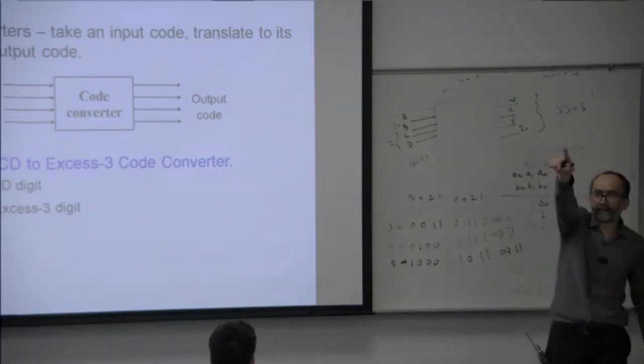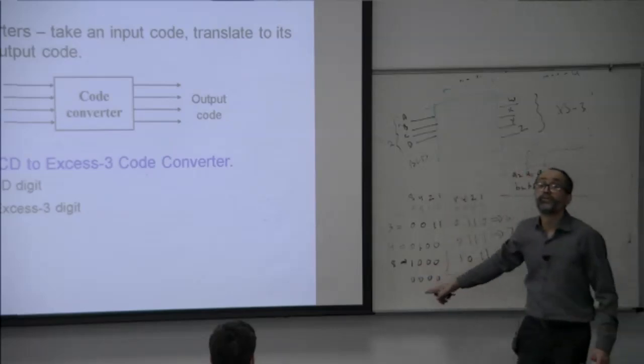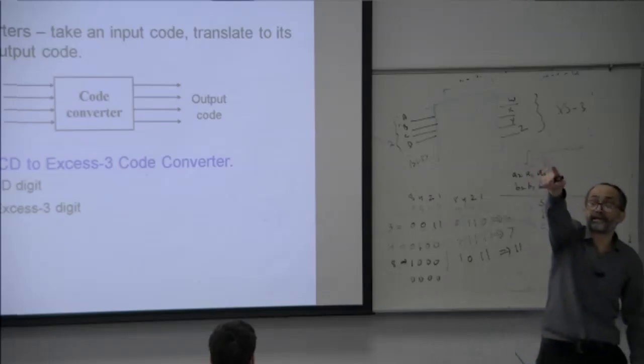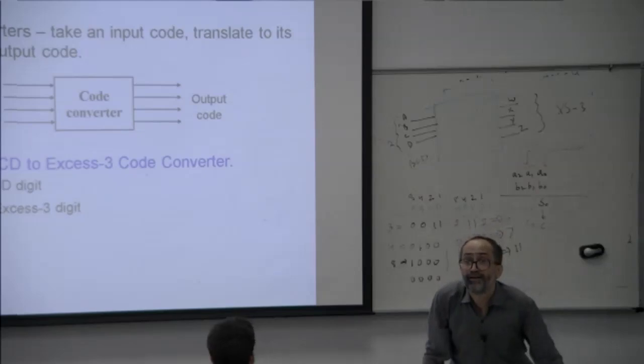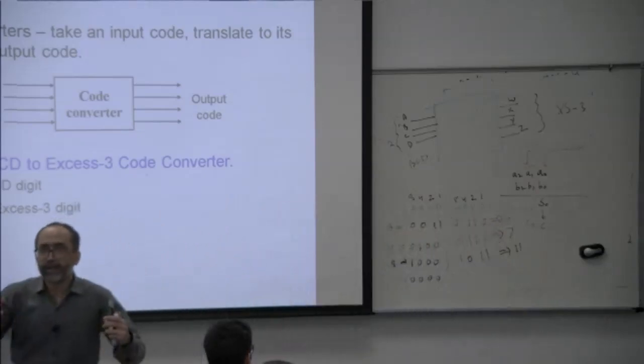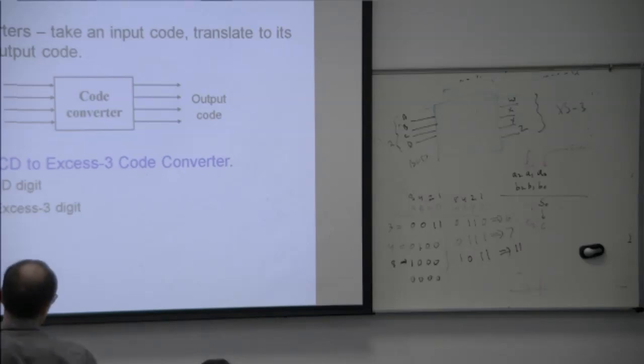If the input is 0, 0, 0, 0, what is the output? If the input is 0, what will be the output? No. If the input is 0, 0, 0, 0, it is 0. We add 3. What did it become? 1, 1. No, 1, 1. Because the input is 0.